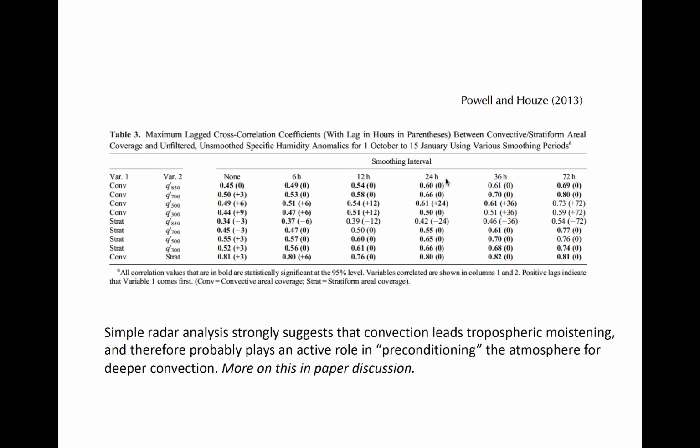Radar, combined with radiosonde data, suggests that convection leads the moistening of the troposphere. By analyzing moisture at various levels from the radiosonde data, and the presence of convective and stratiform radar echo from the radar data, we're able to lag correlate deep convection and stratiform with tropospheric moisture. In this table, the decimal numbers indicate a maximum lag correlation between the variables listed on the left, and bolded values are statistically significant at the 95% level.